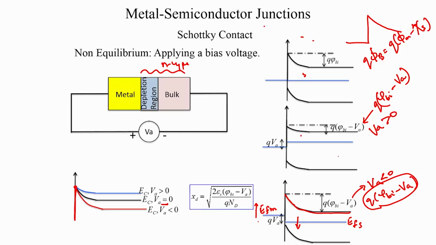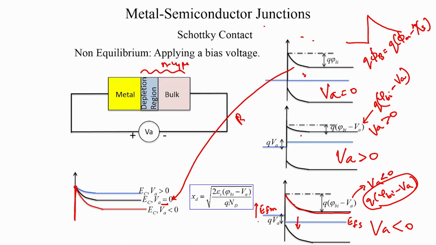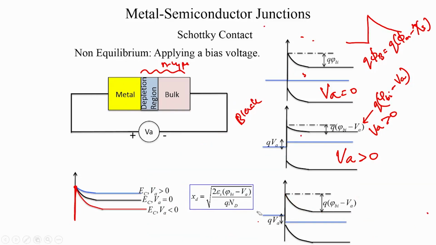Sorry, I should have labeled that. I just realized that these labels are missing. So, that is the case of Va greater than 0, this is the case of Va less than 0, and that is the case of Va equal to 0. This case corresponds to this drawing here, that is in black. This case corresponds to this drawing here, that is in blue, and this case corresponds to this drawing here, that is in red.